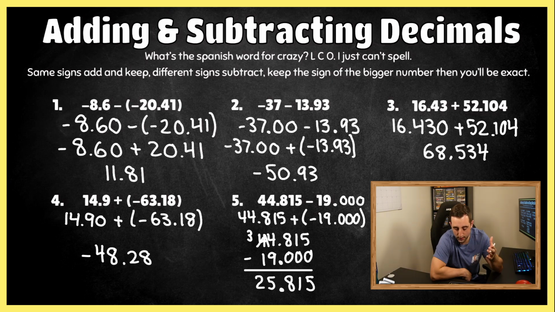Well, 44 is bigger and positive, so my final answer is going to be 25 and 815 thousandths. And that's the first 5 questions that I have. I do have 5 questions I want you to try on your own in the practice session, so let's go ahead and show you the next 5.